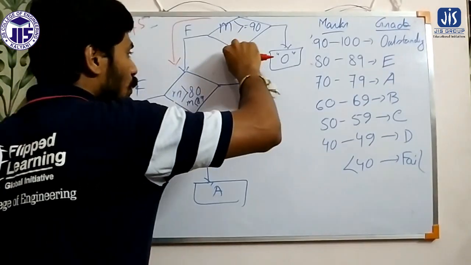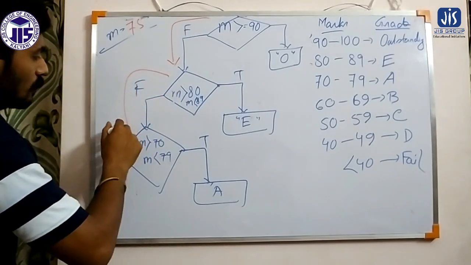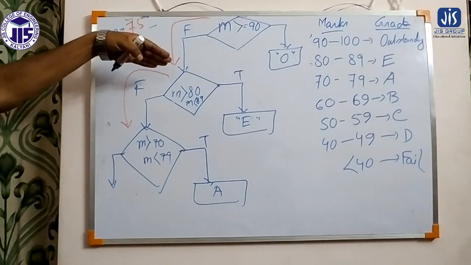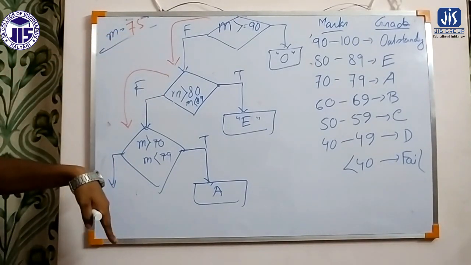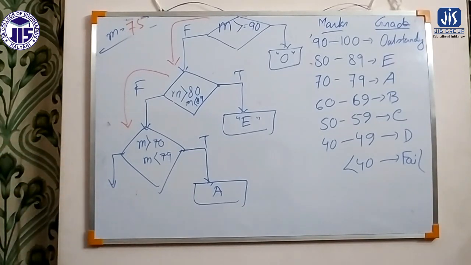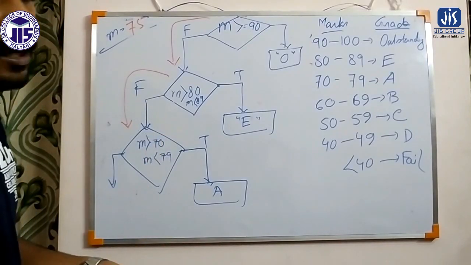then this condition will also become false and it will come to this condition. In that way, it will continue. If the previous condition is false, then it will go for the next condition and check it. If that condition is false, it will proceed to the next condition. So here we are checking all the conditions if the previous conditions are false.